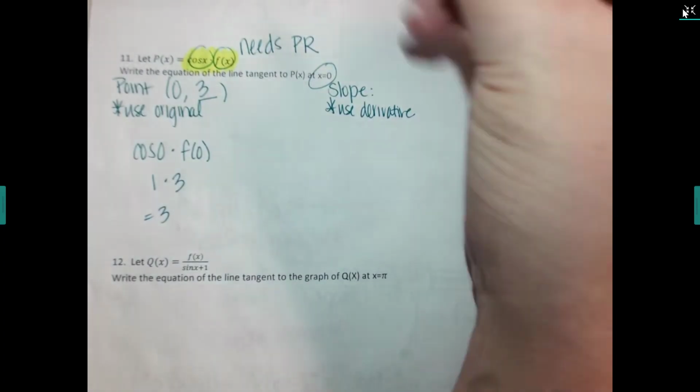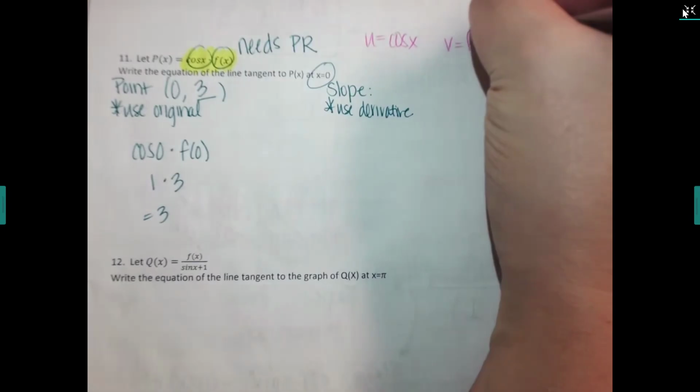Okay, then after I find the point by plugging into the original, I need to plug into the derivative. What rule am I going to use? Product or quotient for this question? Product, because what's the operation between cosine and f? Multiplication or division? Then I need to use product rule. But if they were divided, you would be using quotient rule. So let's set it up. My u is cosine x. My v is f of x.